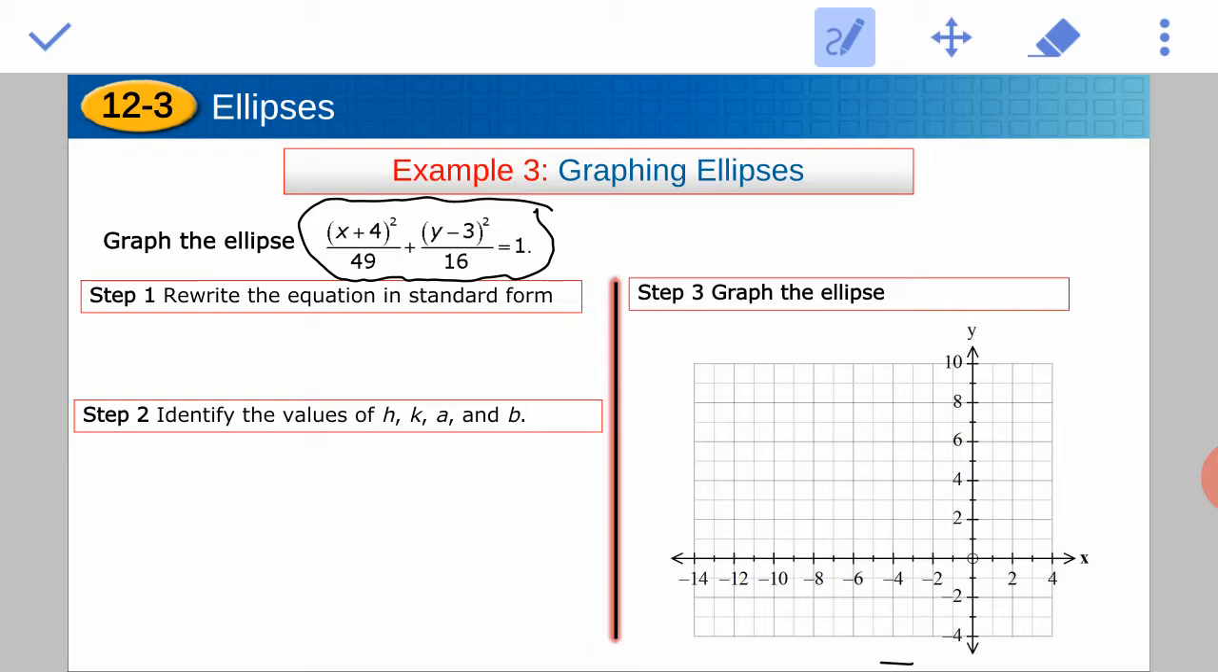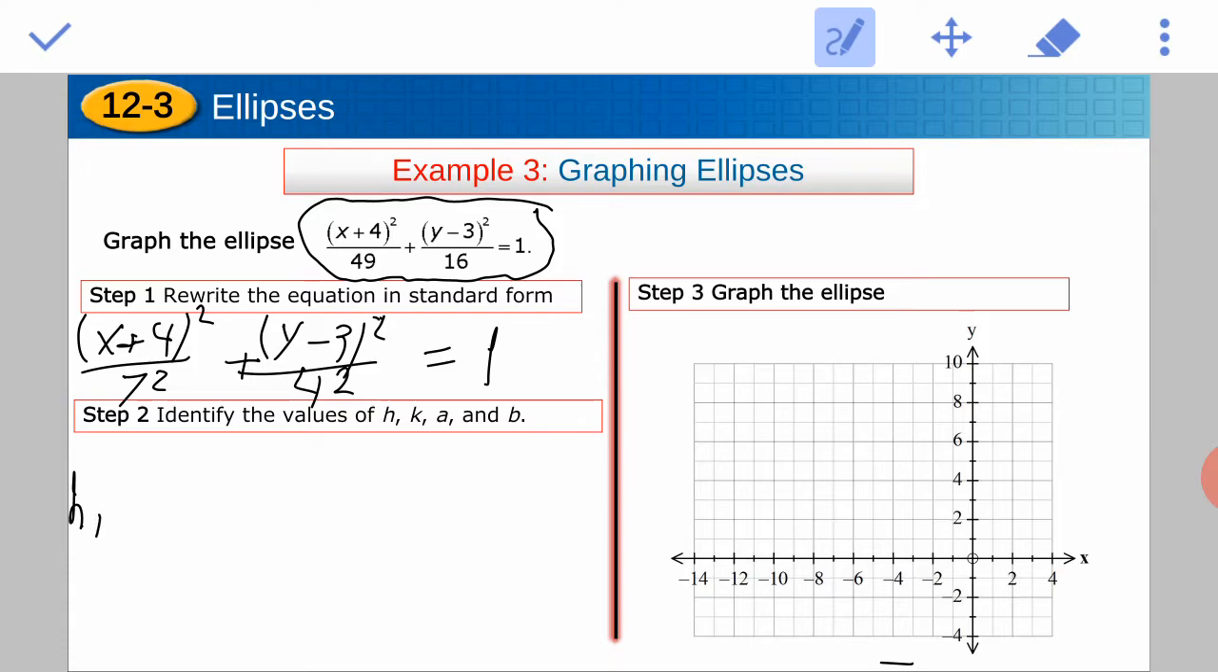If we write this in standard form, it enables us to figure out the value of a and the value of b, and this is very important in graphing. So I'm going to write (x plus 4) squared over 49, which can be written as 7 squared, plus (y minus 3) squared over 16, which can be written as 4 squared, everything equals 1.